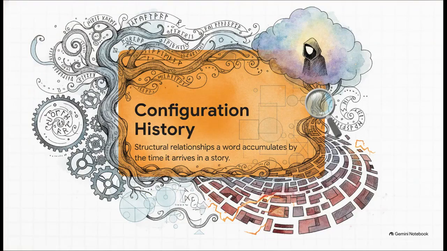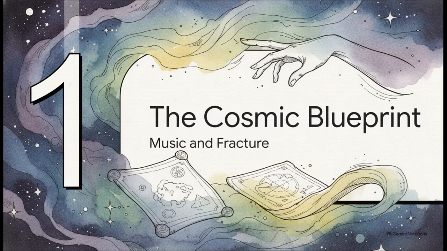And this brings us to this really cool concept called configuration history. This is the idea that a word might have one stated historical root, but it acquires a totally separate structural reality by the time we actually hear it in the story. It proposes that syllables actually function as operators, predicting a character's destiny. But to understand how deep this really goes, we have to look at the very foundation of this entire universe. So, Section 1, the cosmic blueprint: music, fracture, and creation.